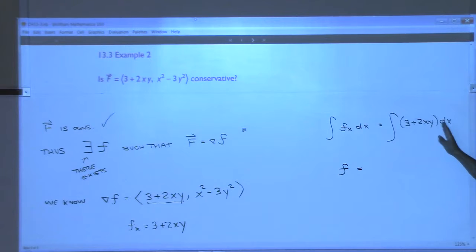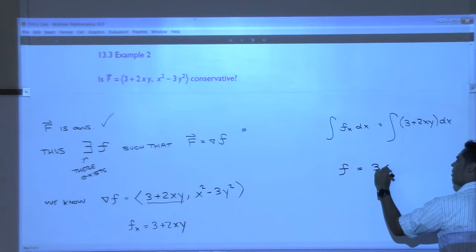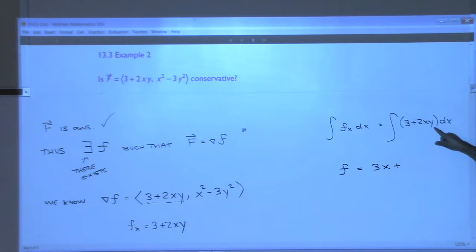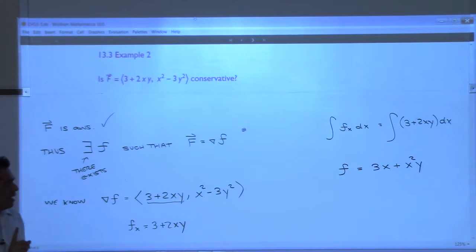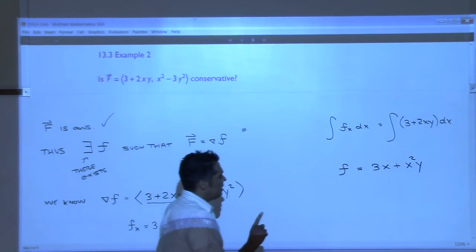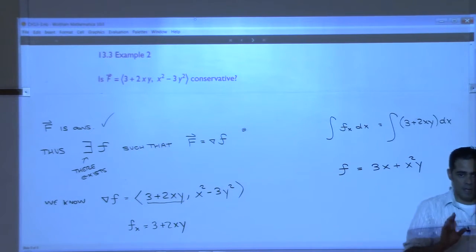Now for the antiderivative of this, you're treating x as a variable. That means y is being held as a constant. So what would the antiderivative of 3 be? 3x. Plus, the antiderivative of 2xy with respect to x is x squared y. But something always happens when we do an indefinite integral. We don't have limits of integration here, so we always have plus c. But we have to be real careful with this, because it can be more than just a constant.